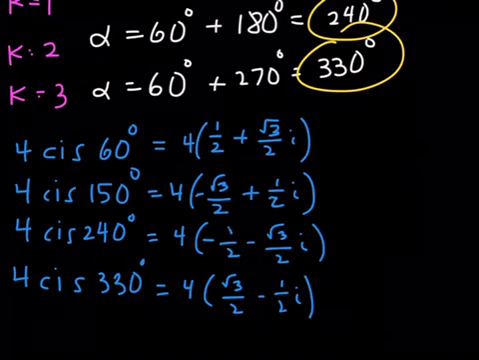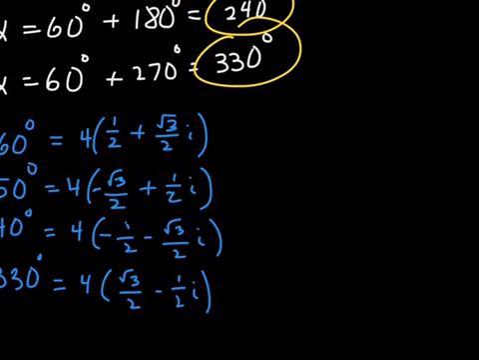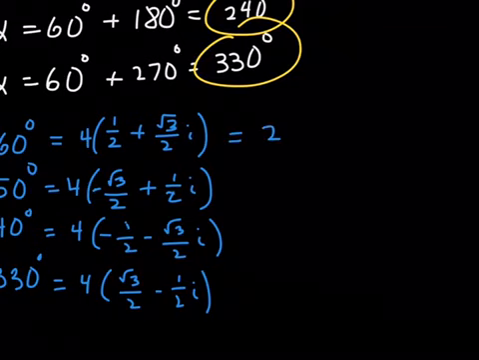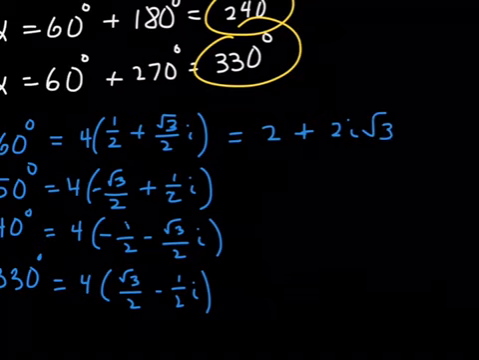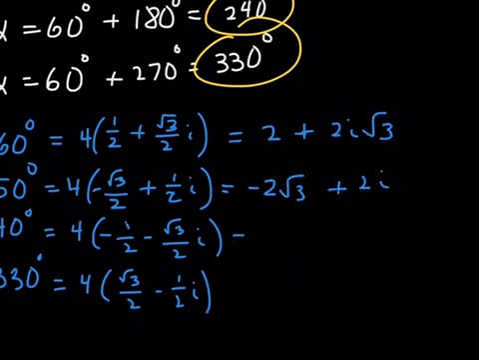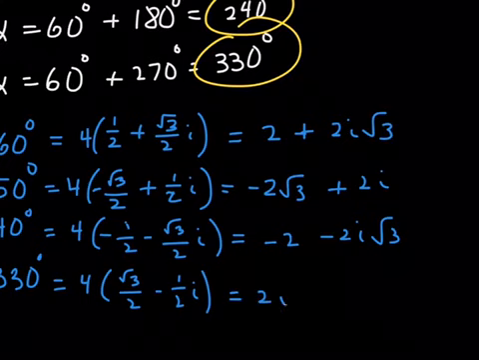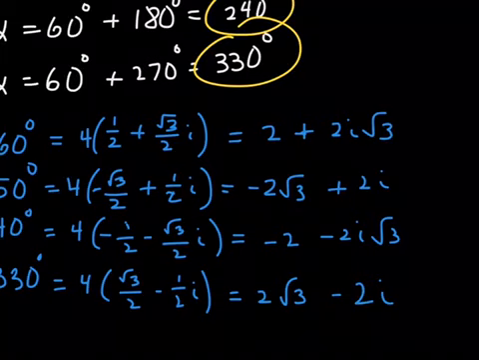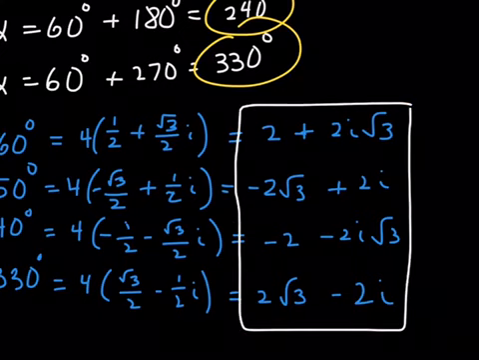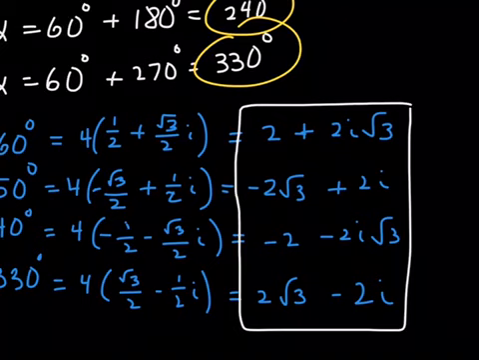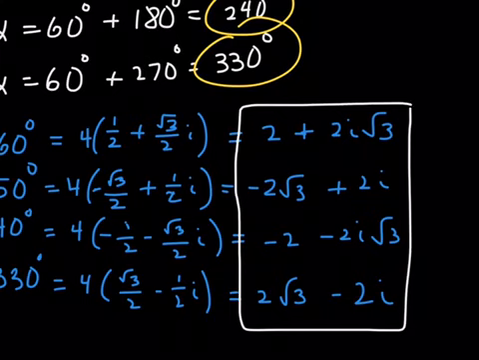There. So what I want to do now is just distribute all these fours, and when I do so, I'll have my final answers. 2 plus 2i root 3. Negative 2 root 3 plus 2i. Negative 2 minus 2i root 3. Finally, 2 root 3 minus 2i. These are the four fourth roots of that complex number they gave us in the beginning. What was it? Negative 128 minus 128i root 3. Meaning, if you were to raise this number, or this one, or this one, or this one, to the fourth power, you will get that original complex number they gave us. Cool deal.